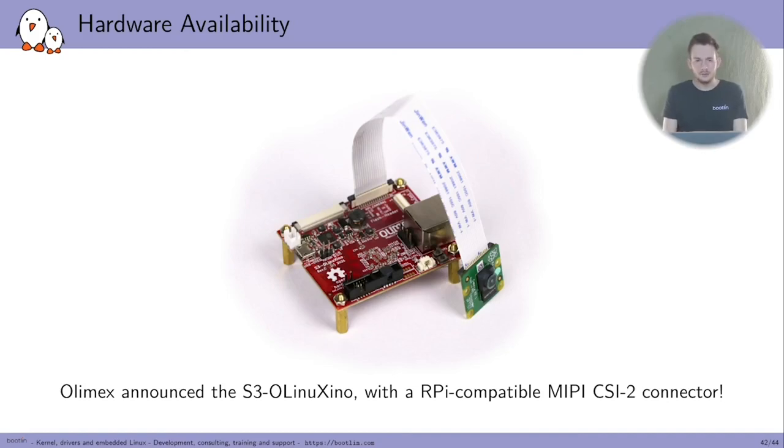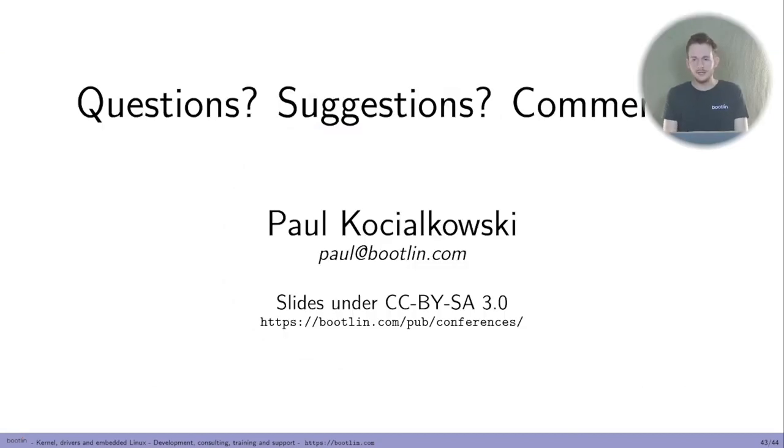And to conclude, just a final note about the hardware availability. So it's not very common to find Allwinner boards, especially with the drivers that I've been working on. So with the V3 ISP and the A31 MIPI CSI-2 support. But there is the S3 OLinuXino that was announced by Olimex, which has a Raspberry Pi compatible MIPI CSI-2 connector. So you can see the board here. It will soon be available, and it will typically be able to leverage all the work that I've presented to you today.